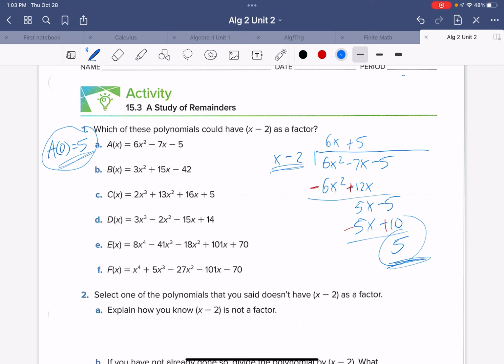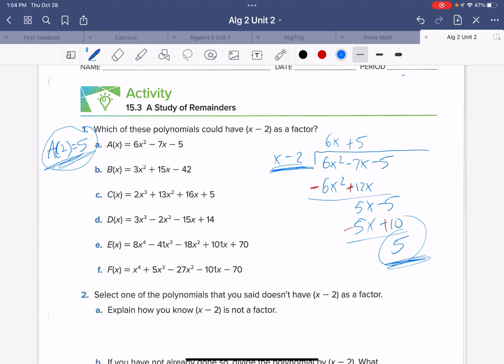You can put a number into, oh, whoops, my number's wrong here. I should be putting 2 in each time, looking for 0. Sorry, I didn't mean to confuse you. So a of 2 is 5. So here's the summary of this again. I'm glad I caught that and fixed it. So you can put 2 into the function and get an answer of 5, or you can divide by x minus 2 and look at the remainder. They're both going to be 5.